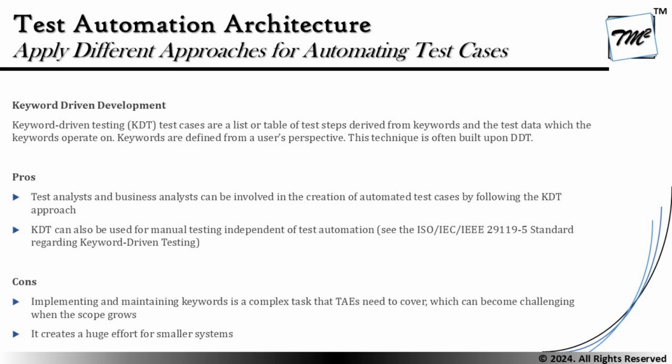Whereas the challenges are certainly because we are making it more complex. Implementing and maintaining keywords is a complex task that TAs need to cover, which can become challenging when the scope grows, and it also creates a huge effort for smaller systems. So we generally do not tend to create a bigger framework like this when we have small systems. We generally prefer to use them for bigger systems because the ROI, that is return on investment, is calculated on that basis. Because for a smaller system, if I spend more than the amount of testing which we can do without automation, that is something you need to worry about, right?